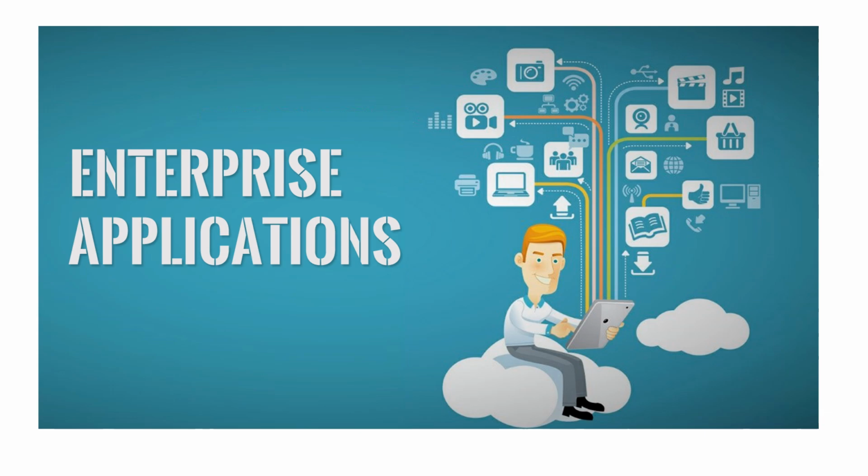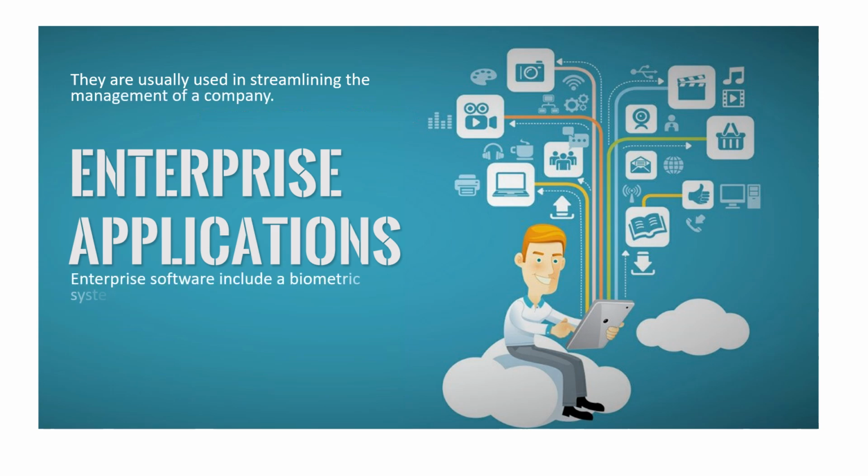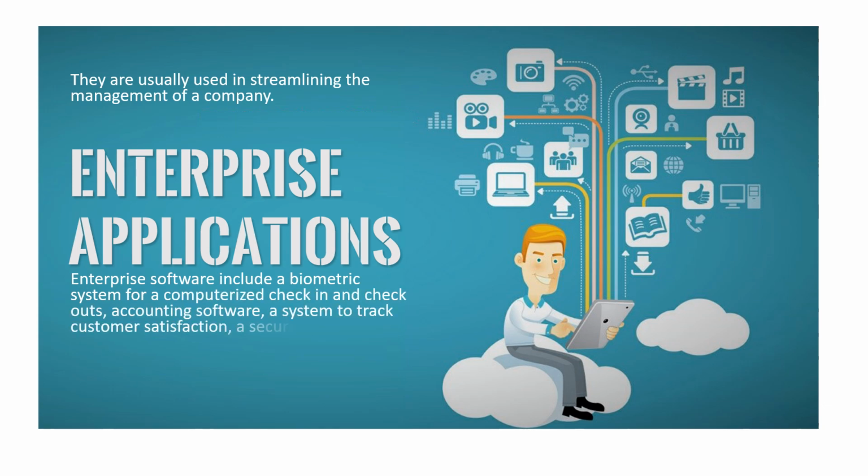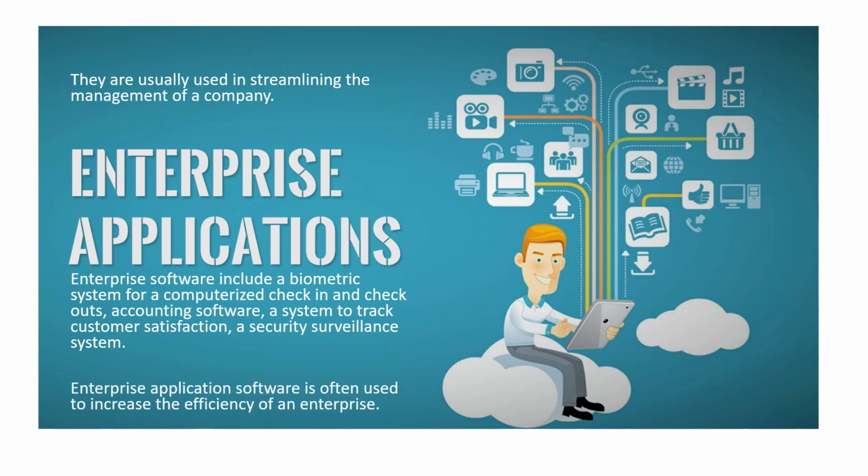And next is the type which is the enterprise applications, and these are usually used in streamlining the management of a company. And these include a biometric system for computerized check-in and check-out, accounting software, a system to track computers, customer satisfaction, and security surveillance systems. So these software are often used to increase the efficiency of an enterprise. Such types of applications are enterprise applications.